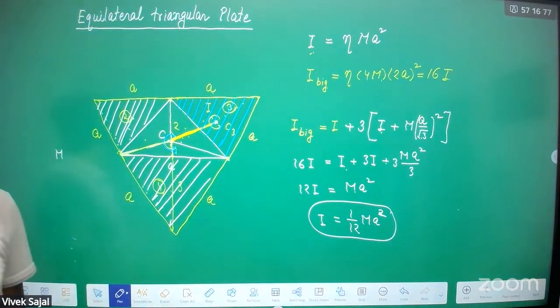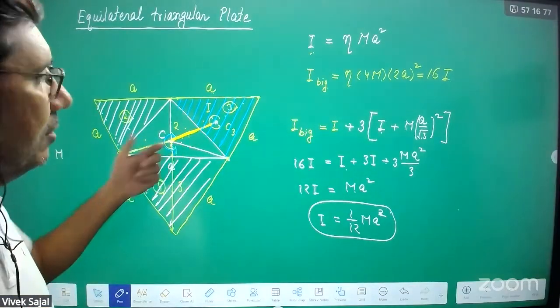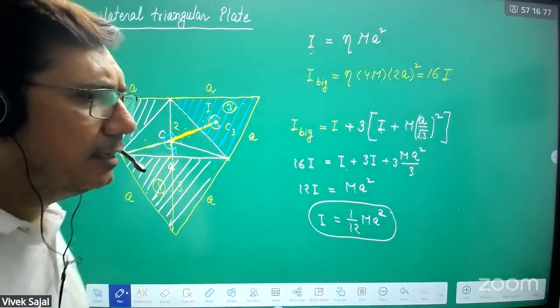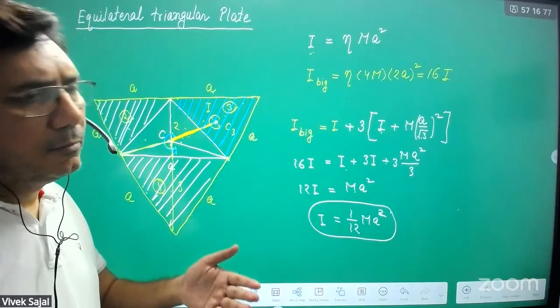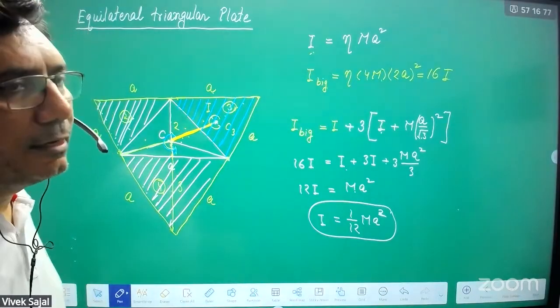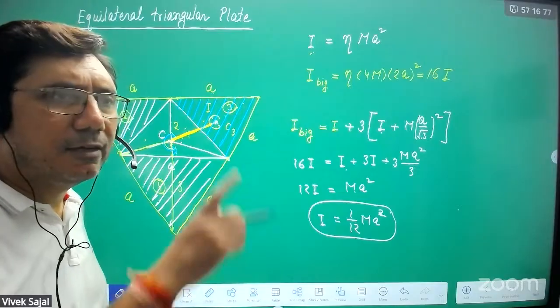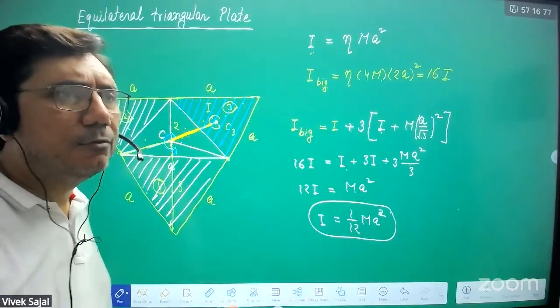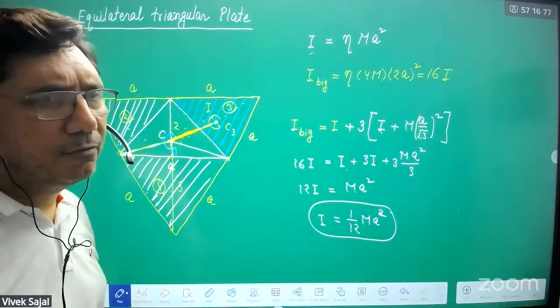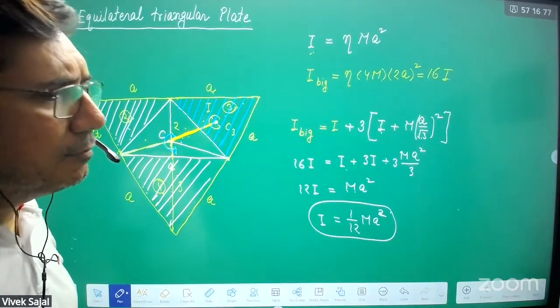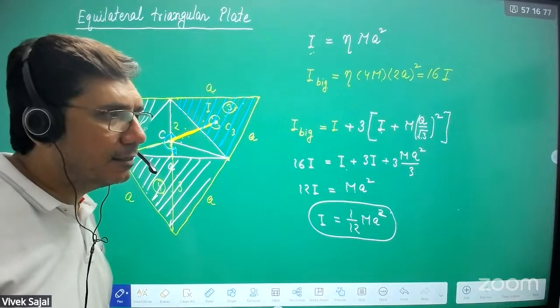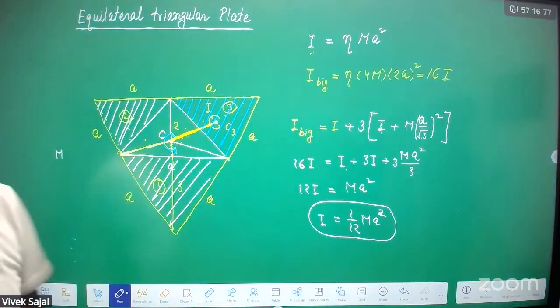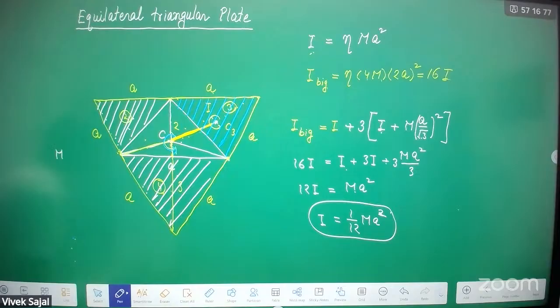1 by 12 MA square. Now this will be the moment of inertia of an equilateral triangular plate. In the next class, I can even discuss some right angle triangles you can find out. If you have a right-angled triangular plate, you can find it out. For other plates also, you can find out. At least one case I will surely discuss in the next class. So here you are able to find out this one. This is the moment of inertia of an equilateral triangular plate.